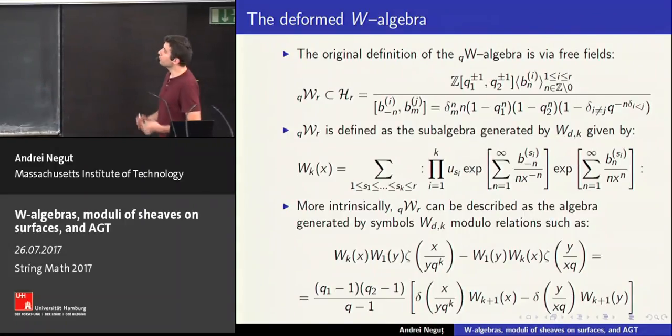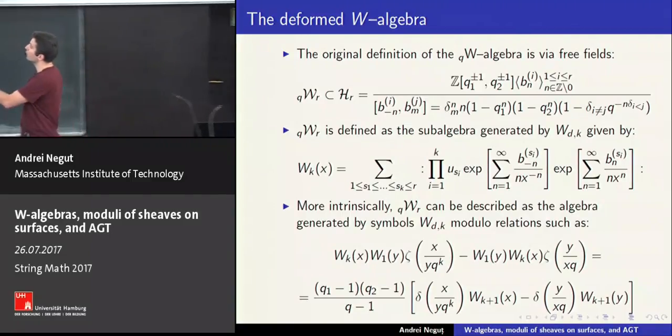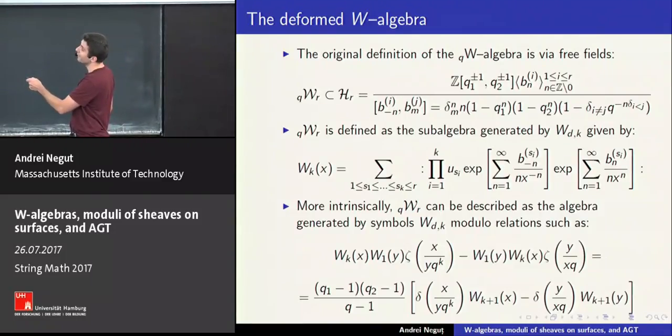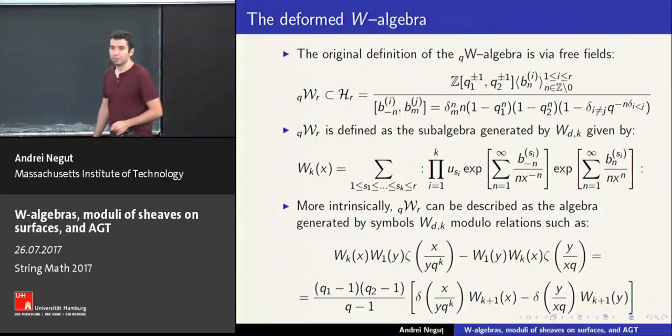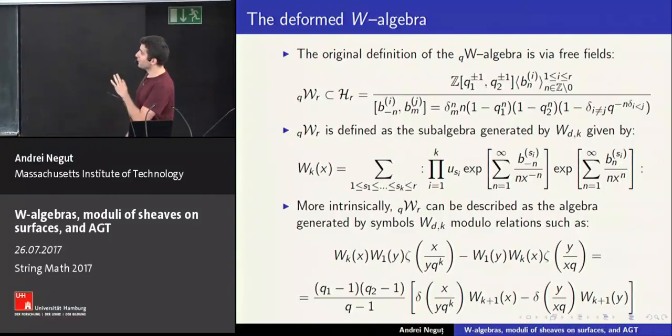And it's a proposition to say that the Q-deformed W-algebra can be intrinsically defined as being generated by symbols WDK modulo the relations you see here. You have a more general relation when you have here WK and WL, but it looks a little bit nastier, so I didn't have any room to write it on the slide. But it is also a quadratic expression in W.